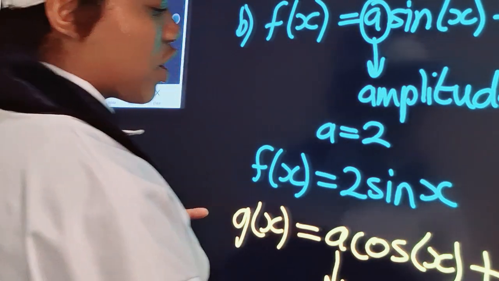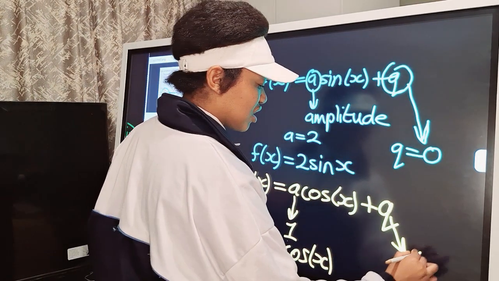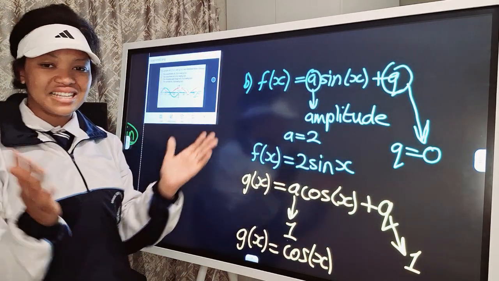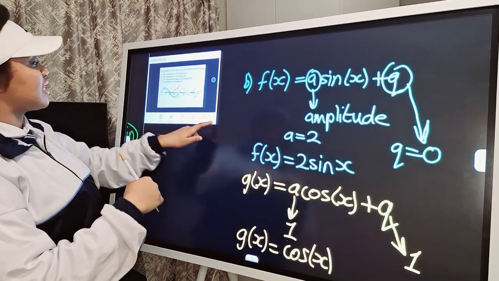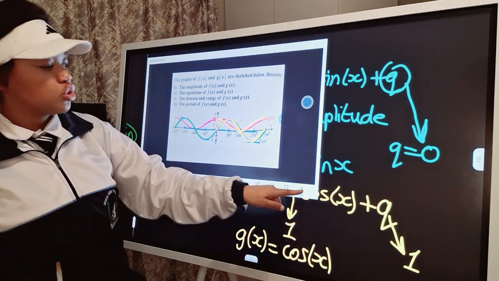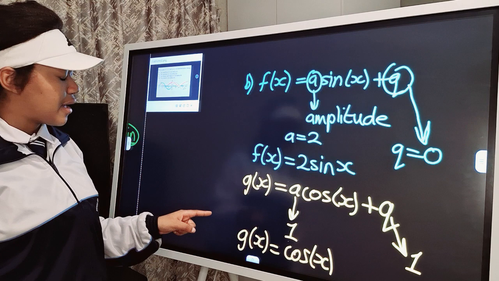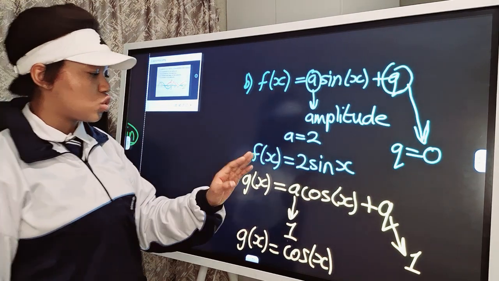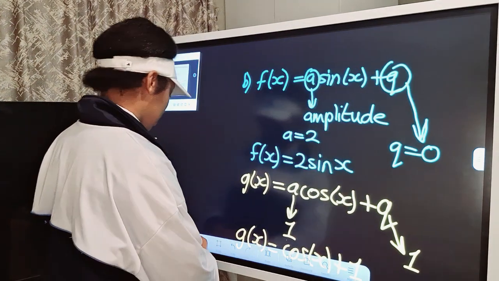When you take it 1 unit upwards or downwards, it means that our q is equal to 1, because they translated it. They took it from 1, then it's now at 2. It started at 2. So they took it 1 unit upwards. So our q is equal to 1. So our graph is going to be g(x) = cos x + 1. This is the graph for g(x).